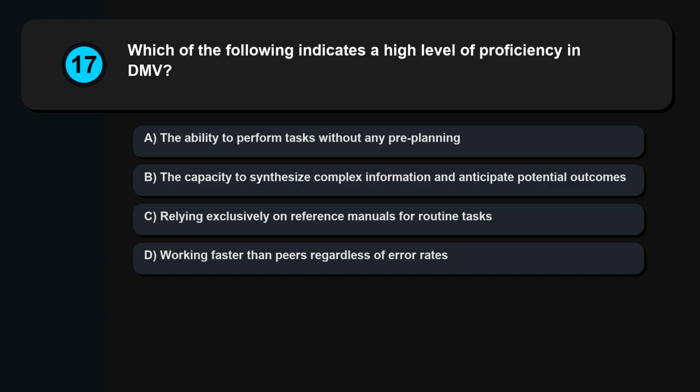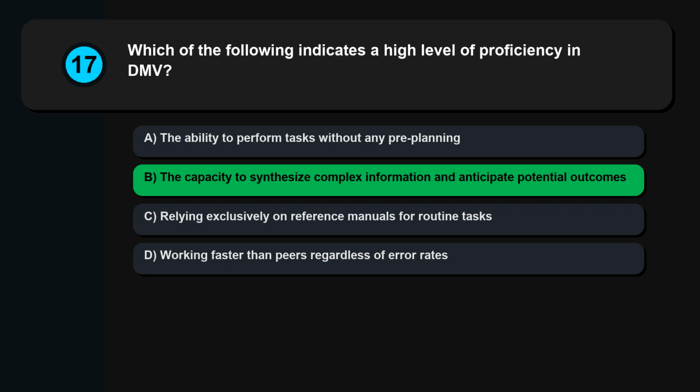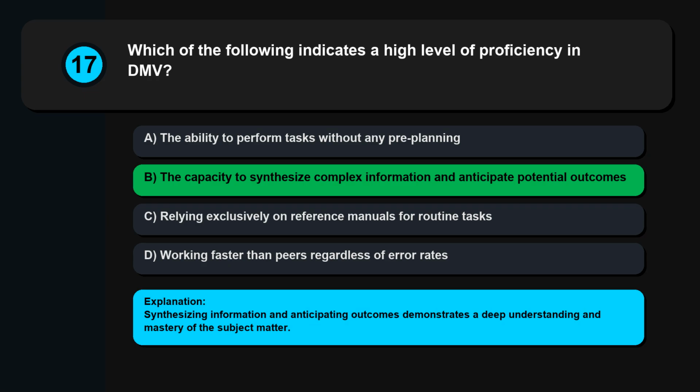Question 17. Which of the following indicates a high level of proficiency in DMV? The ability to perform tasks without any pre-planning, the capacity to synthesize complex information and anticipate potential outcomes, relying exclusively on reference manuals for routine tasks, working faster than peers regardless of error rates. Synthesizing information and anticipating outcomes demonstrates a deep understanding and mastery of the subject matter.